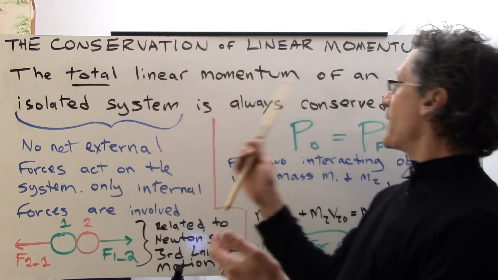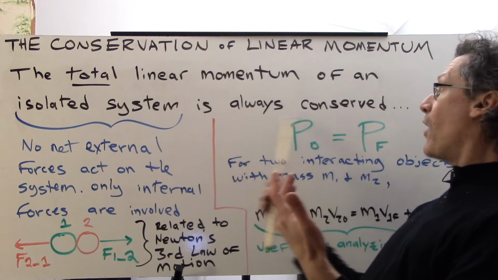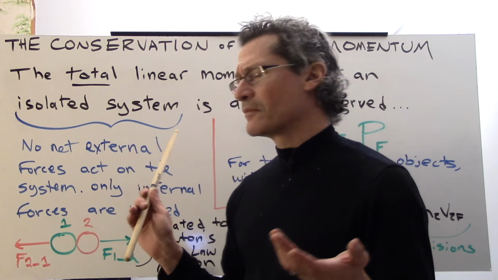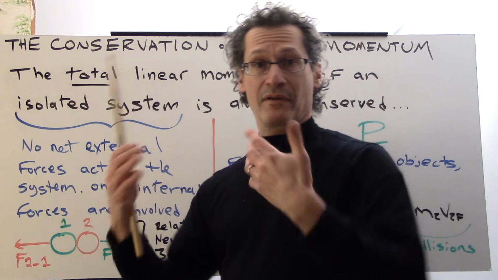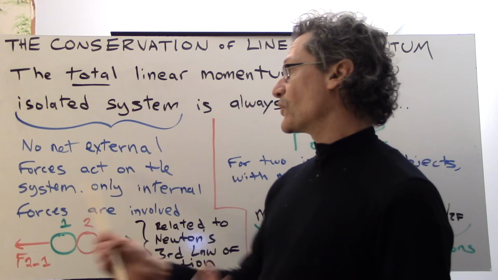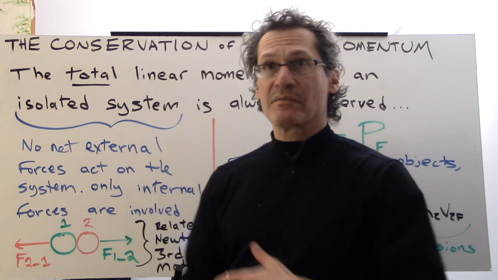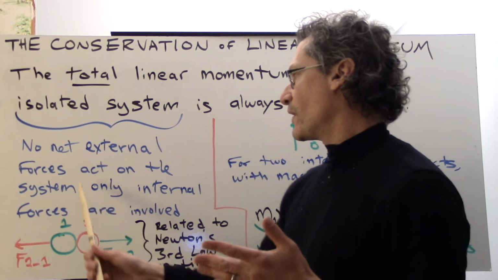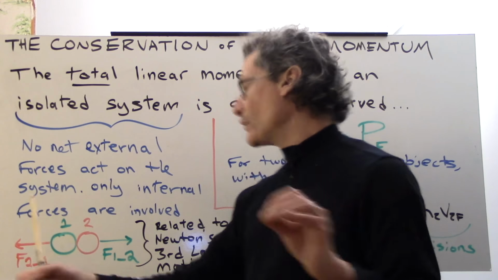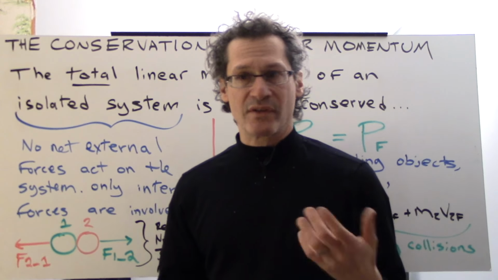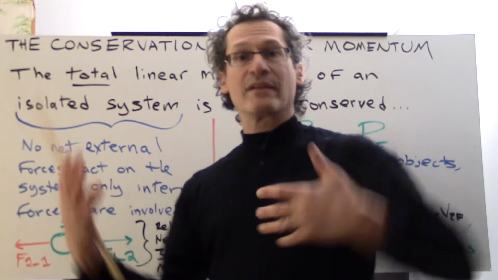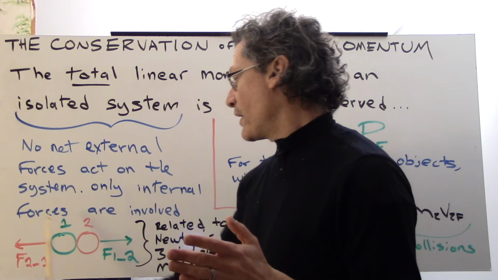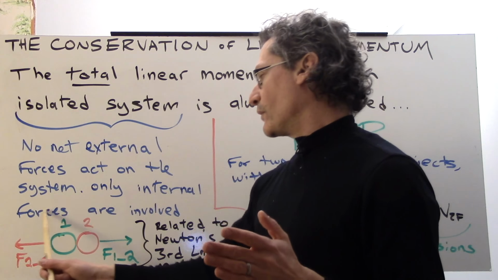The total linear momentum of an isolated system is always conserved. Always, always, always. What does it mean to be isolated? Well, in terms of objects, it means that no external forces act on the system. It doesn't mean isolated like I am in this room, it's nothing like that. It's just that these forces are not present. It's only internal forces that are involved. So it's a simplification in some regards, where we can neglect a lot of the other forces that aren't significant. And so what we have are only internal forces.